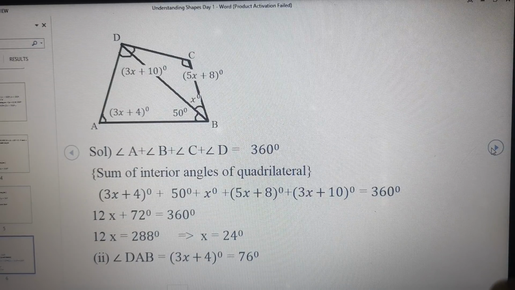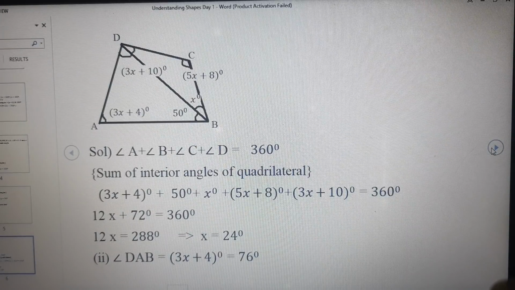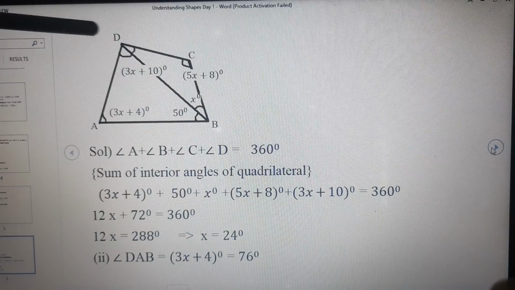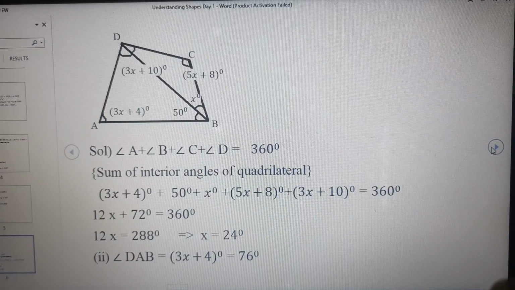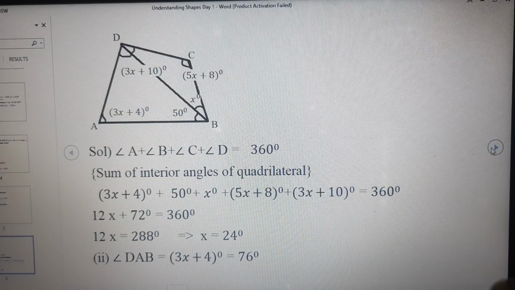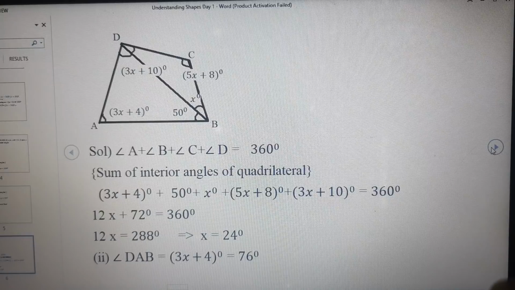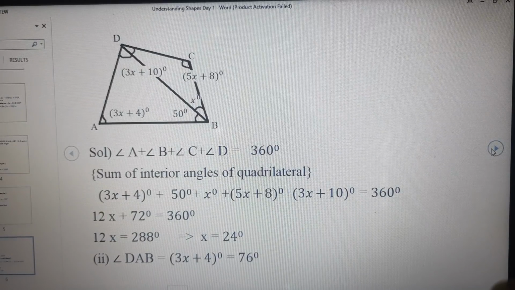First part, we have to find out the value of x. We have calculated. The second part says to calculate the value of angle DAB. Angle DAB is 3x plus 4. So we will put the value of x here, 24 degrees. Fine. It becomes 76 degrees.